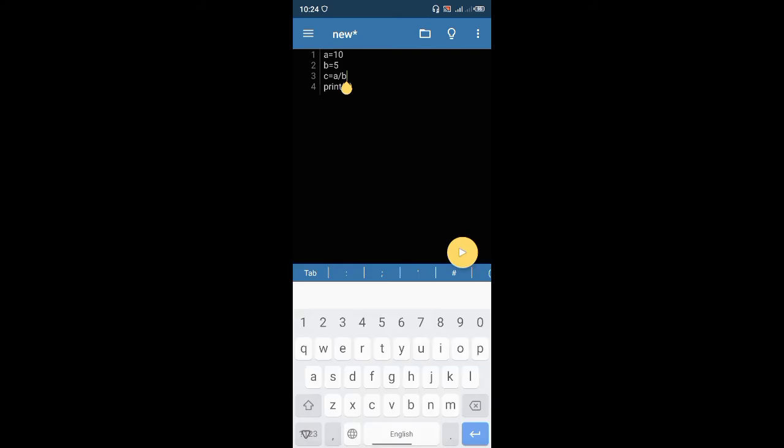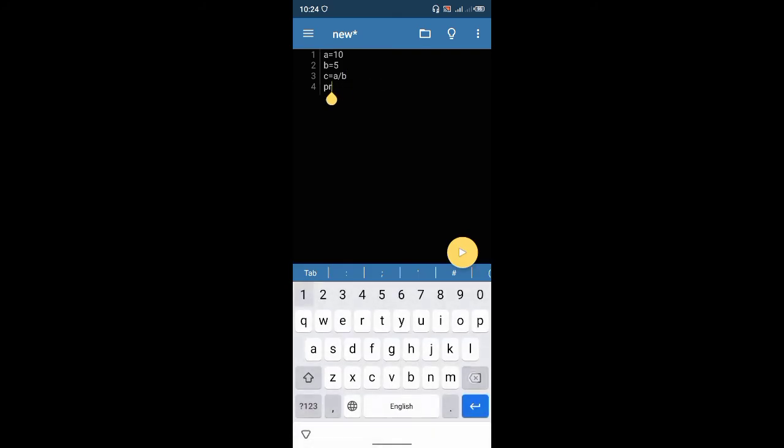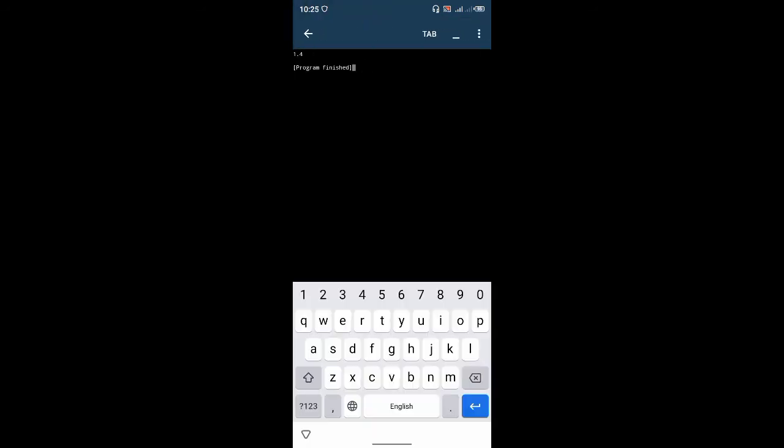So this is the normal division. Let's change another number that will give us a result with a decimal point. Let's say 7, and let's see the result. So it's 1.4.